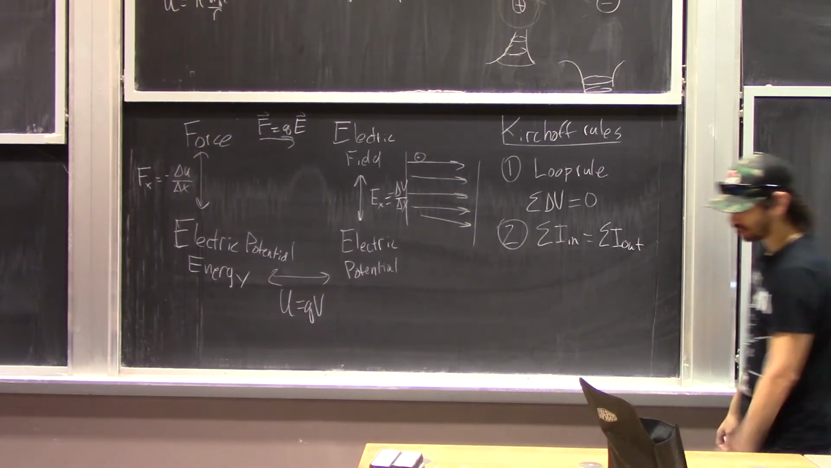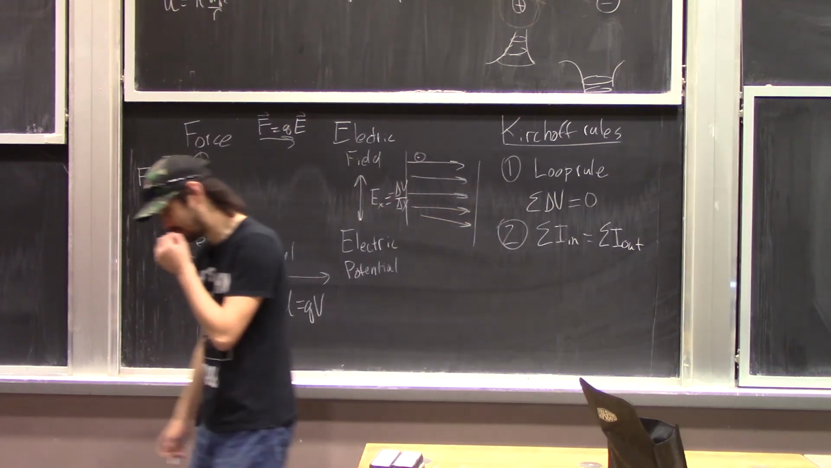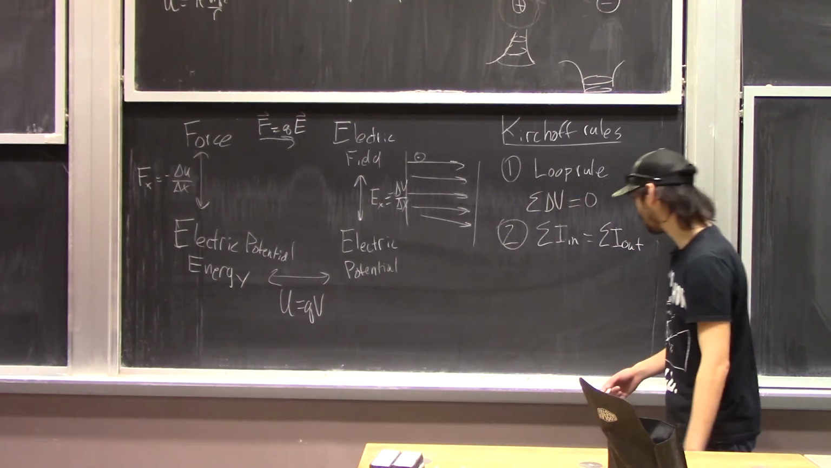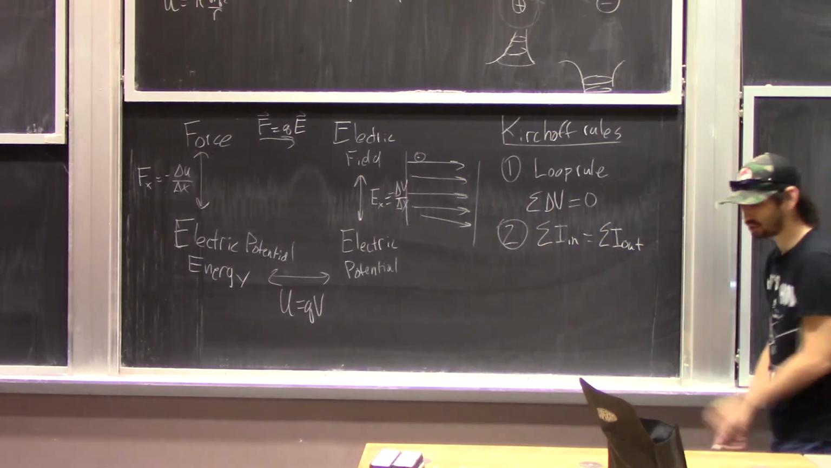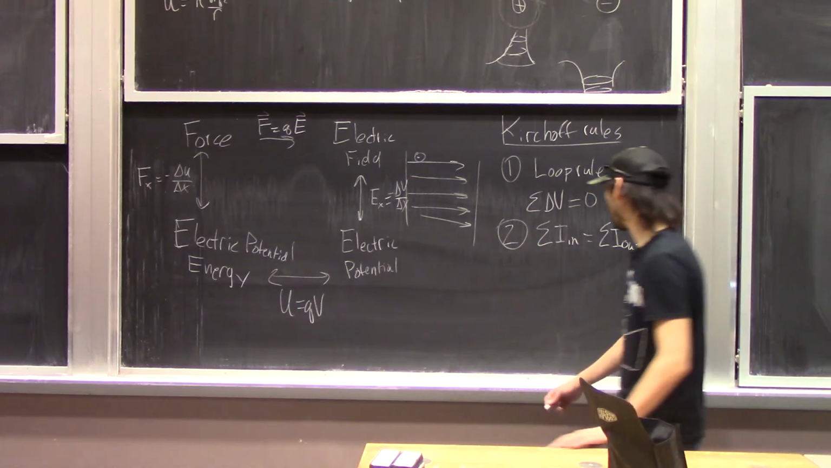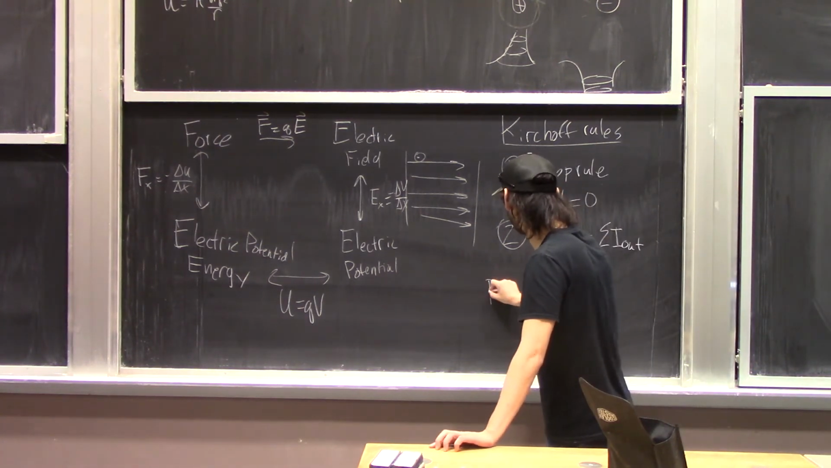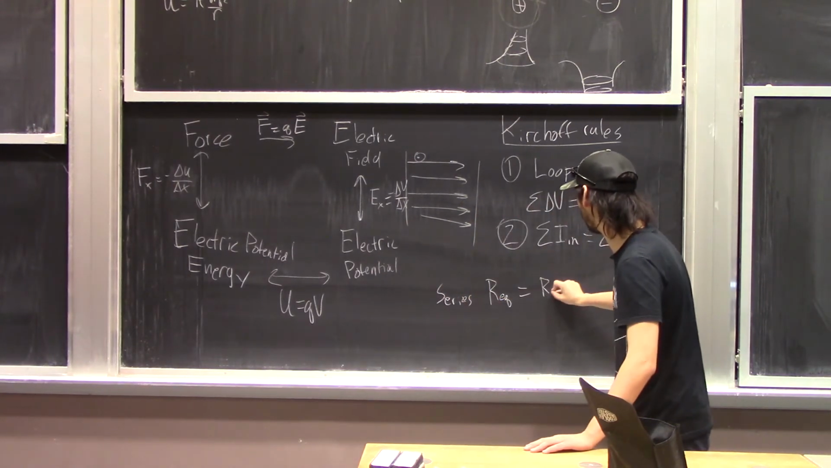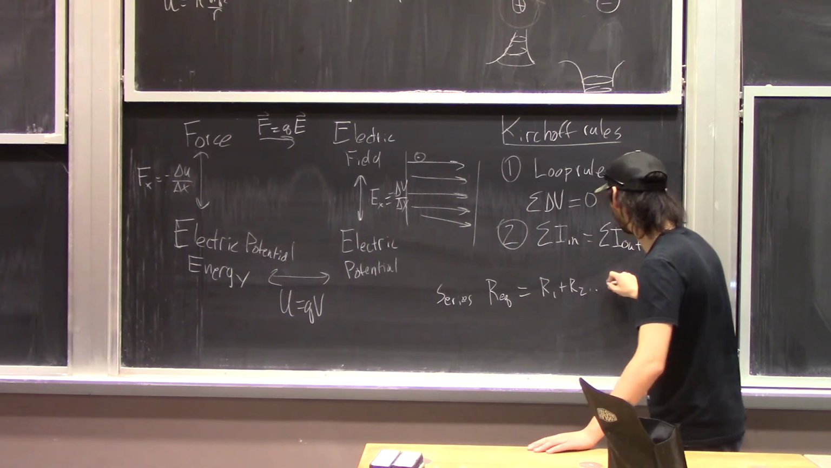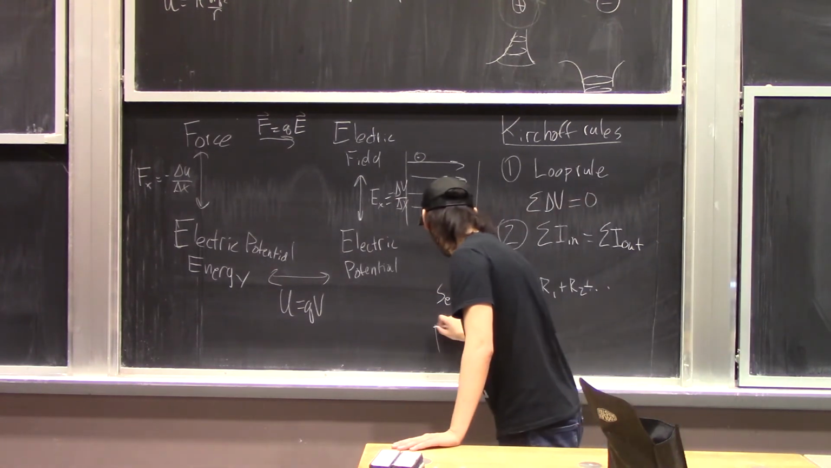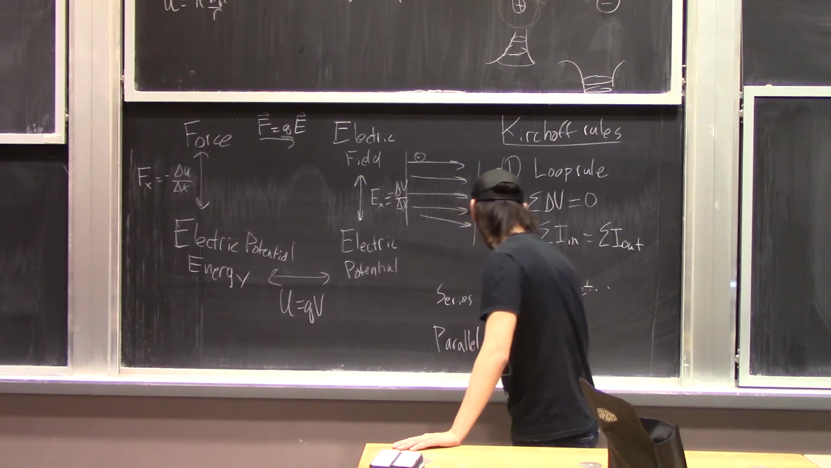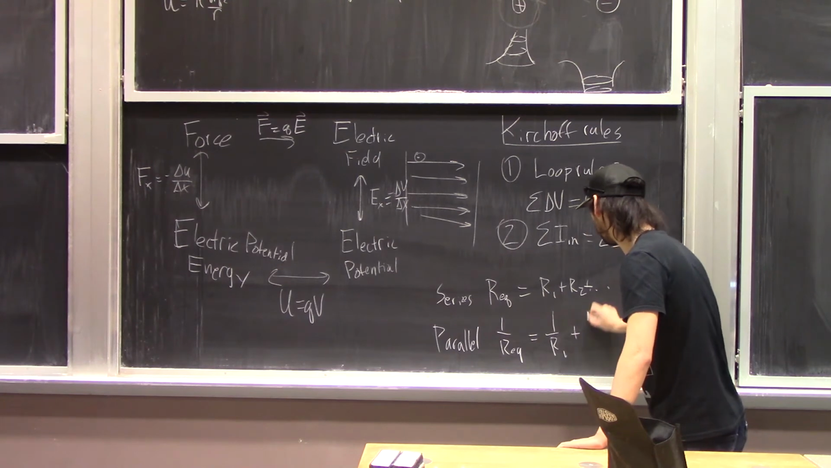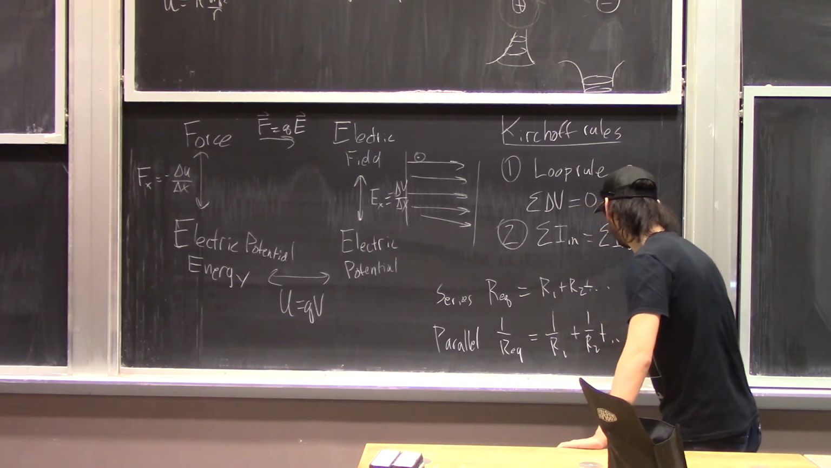Now, the other way that we could do this, if we're fortunate to have a circuit where we can find the equivalent resistance, is to do this analysis by adding the resistors in series and in parallel. And so that's to say that the equivalent resistance in series is going to be equal to the sum of the resistors. And in parallel, 1 over the equivalent resistance is going to be equal to 1 over R1 plus 1 over R2 plus, okay?